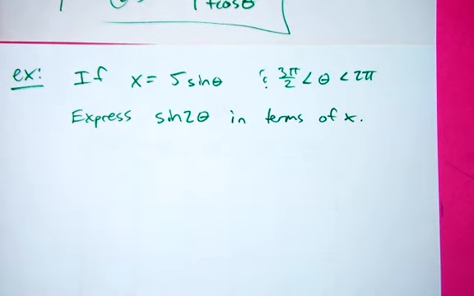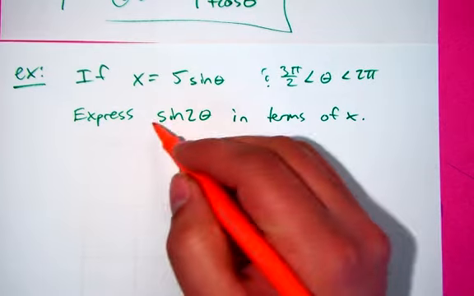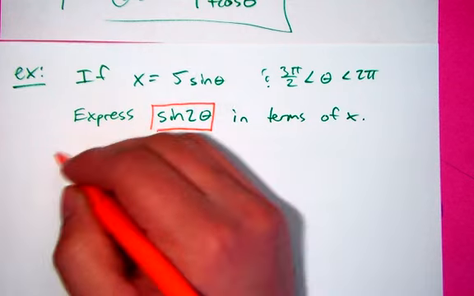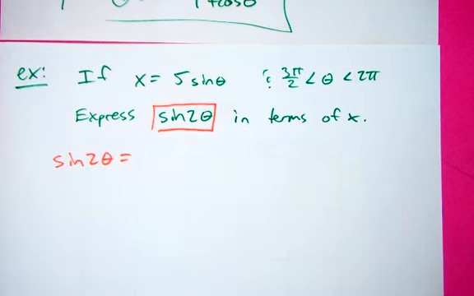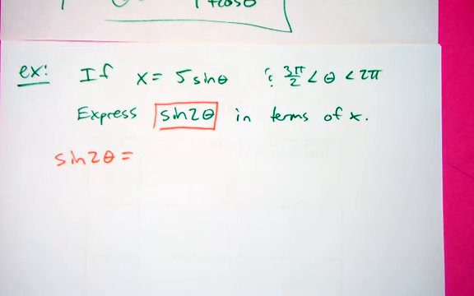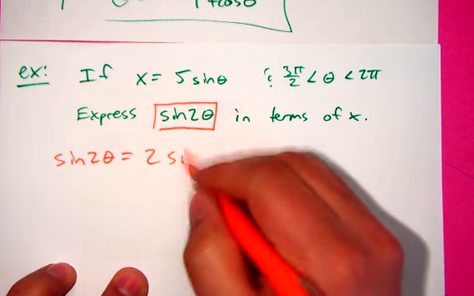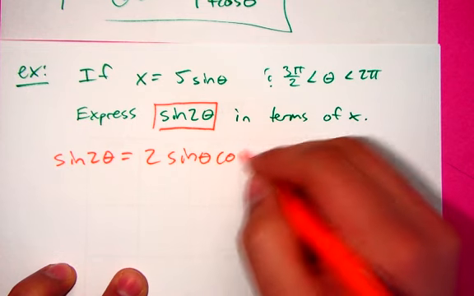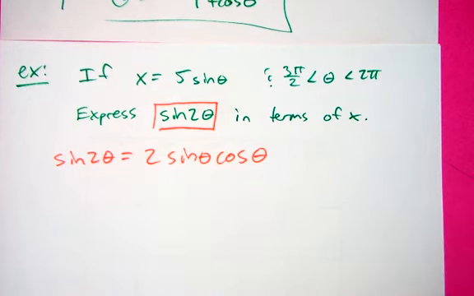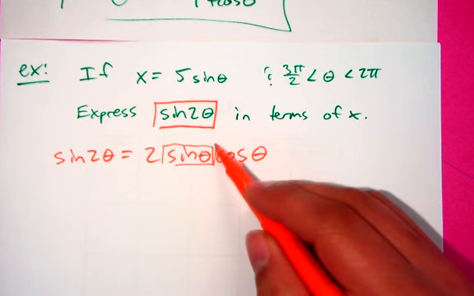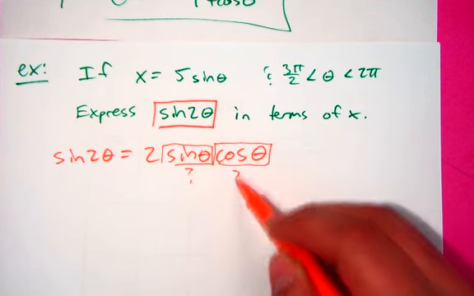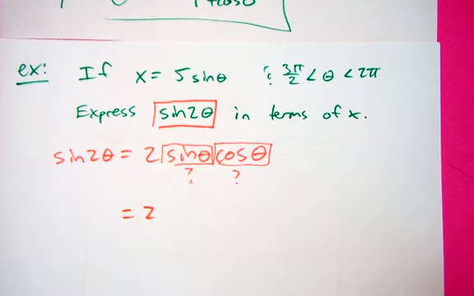Okay, so the technique that we're going to use is similar to what we did yesterday. If this is what they want, what we're going to do is write the formula for it. Okay, so what's sine of 2 theta? 2 sine cosine. And now we ask the question of, do I know either of these? And the answer is no. So let's see what we do know.